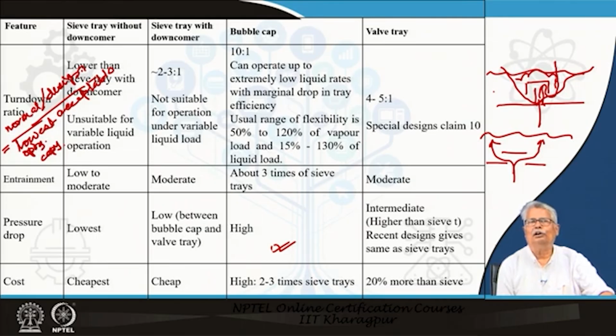Regarding cost, you would obviously find that the cheapest to make is the sieve tray without downcomer. Even if you provide a downcomer, the cost is not much, because the holes are usually punched. The bubble cap is quite expensive, and the valve trays are also quite expensive, about 20-25% more than the sieve tray with downcomer. Sometimes if we are going for proprietary valve trays, they have a much higher cost.